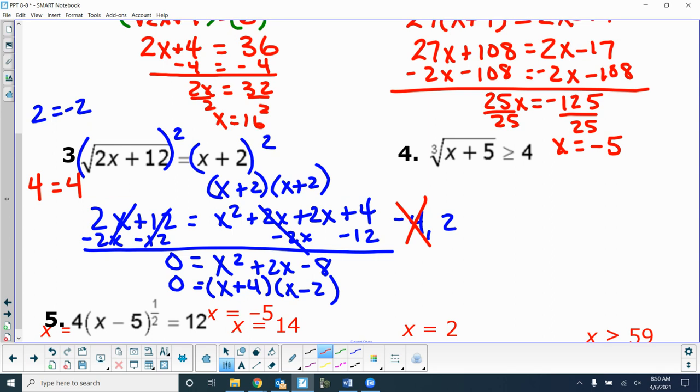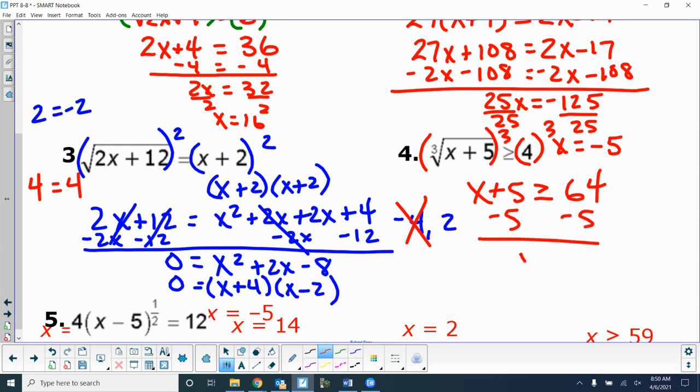Okay, so all the ones we did yesterday, I think, for examples, was less than or equal to, right? So we had to do that, make sure that this number was always greater than or equal to 0, right? When it's greater than, you don't really have to worry about that. So all we got to do is cube both sides, just like we would if it was equals. So I get x plus 5 is greater than or equal to 64. And then subtract 5, and you get 59.